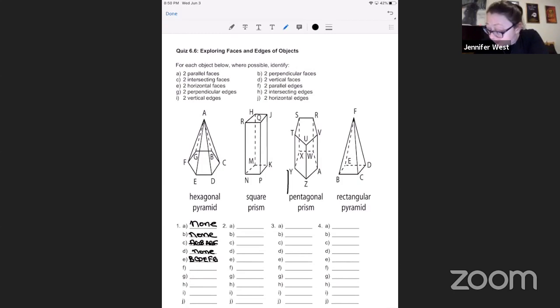F asks us, are there two parallel edges? Yes. There's GB, which is over here, and ED. Those are parallel.